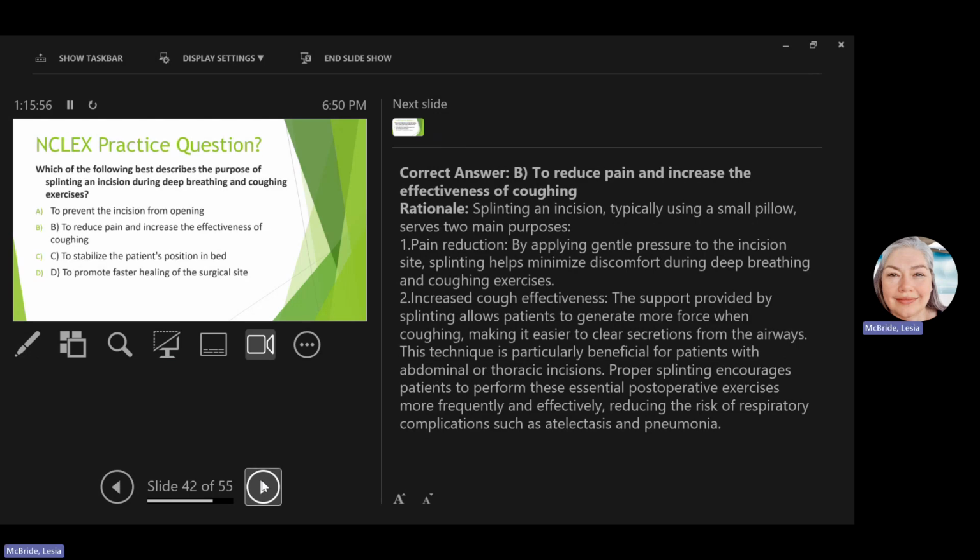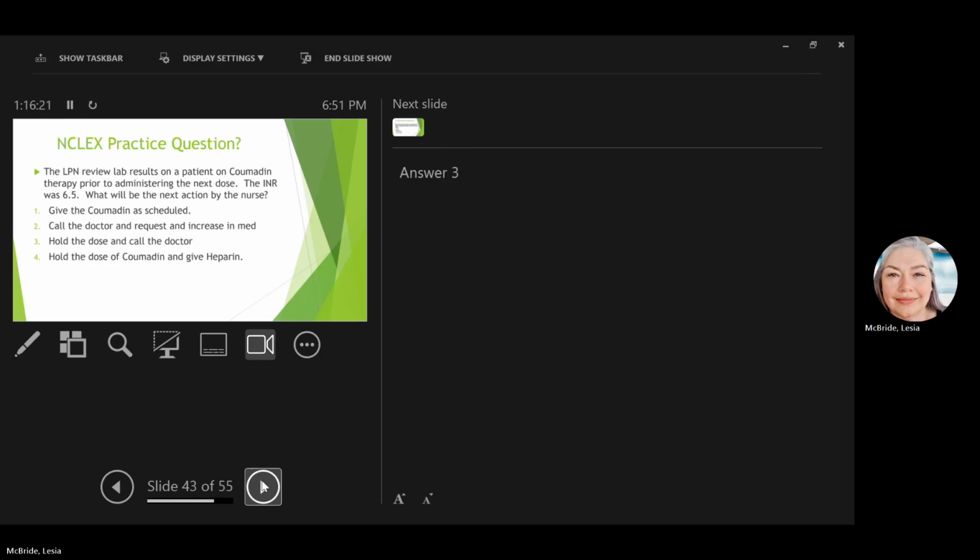Which of the following best describes the purpose of splinting an incision during deep breathing and coughing? It's basically to reduce pain. If anyone has ever had a C-section, you take that pillow and put it across your tummy while you're deep breathing, or if you have to cough, and that keeps everything braced so that you don't have as much pain.